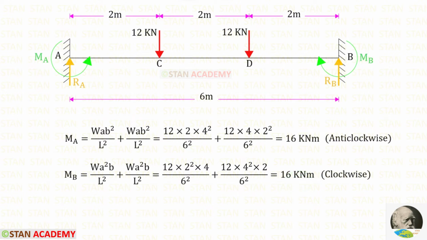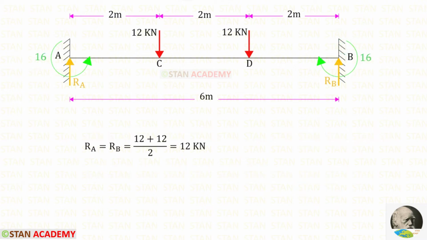We know that in this beam we have symmetrical loading. That is why for MA and MB we have got the same value, but MA will be acting in the anti-clockwise direction and MB will be acting in the clockwise direction. We have found the fixed end moments.